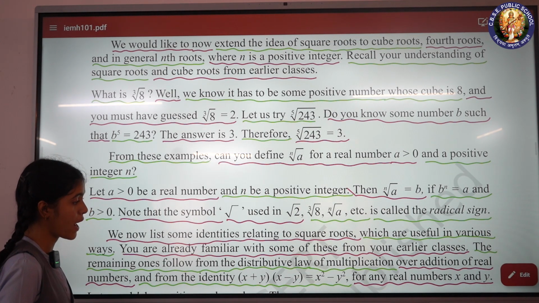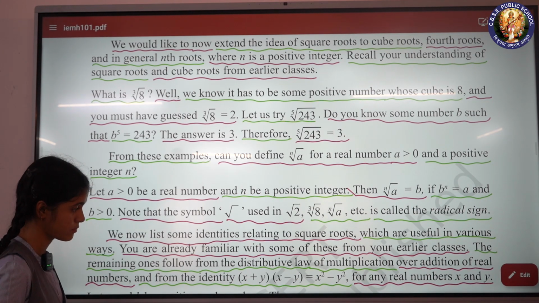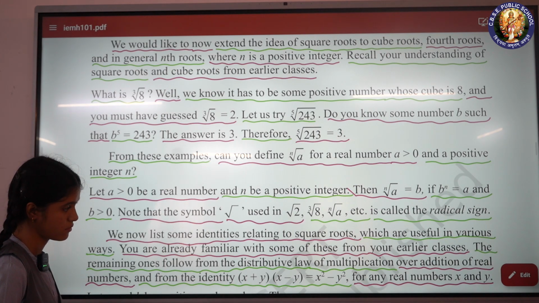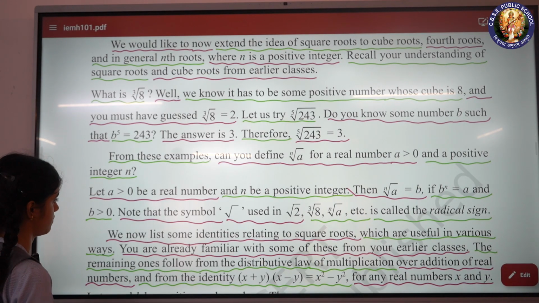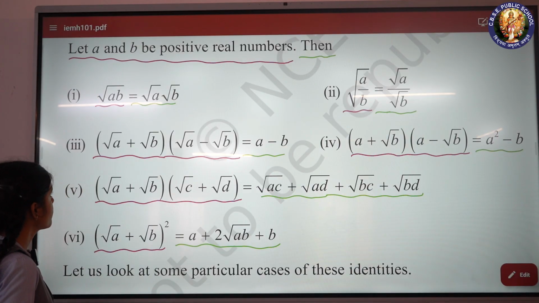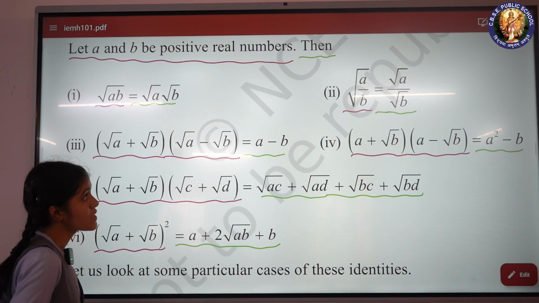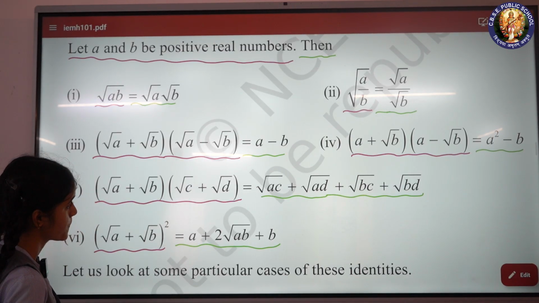and from the identity (x plus y) into (x minus y) is equal to x square minus y square, for any real numbers x and y. Let a and b be positive real numbers. Then first, root ab is equal to root a into root b. Second, root a by b is equal to root a by root b.